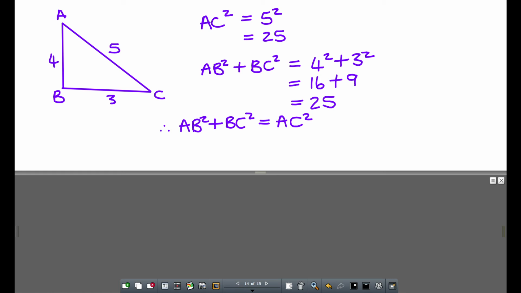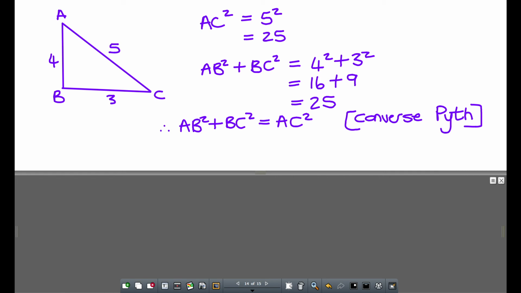Now, usually we would write Pythagoras, right? But I'm not allowed because I didn't know that there was a 90 degrees angle. So what we did just do is we did the opposite. We first went and proved that they would be equal to each other, and therefore my reason would be converse of Pythagoras. You guys fine with that? Okay, so converse of Pythagoras.